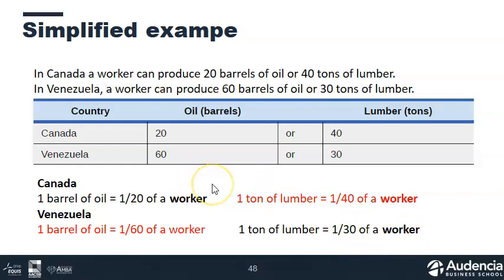Canada is producing 1 ton of lumber at a cost less expensive than Venezuela. They're using 1/40th of a worker's time versus 1/30th, so it's smaller. In Venezuela, the cost of producing 1 barrel of oil is cheaper than in Canada. They have an absolute advantage in the production of oil.